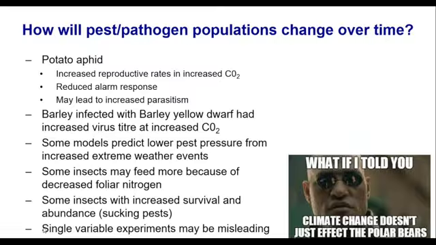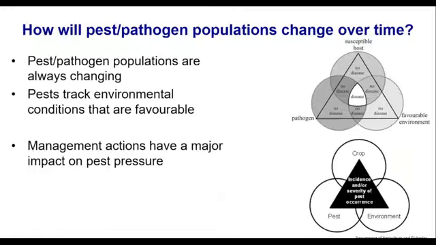Not being able to predict the future as such, it's difficult to say what is actually going to happen. What we do know is that pest and pathogen populations are always changing. And pests and pathogens track environmental conditions that are favorable. In a favorable year, they do very well. They potentially can be an outbreak situation.